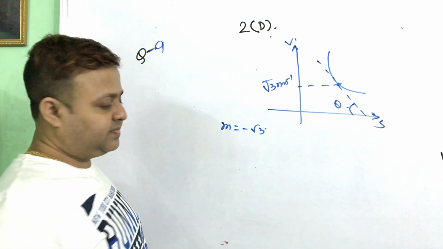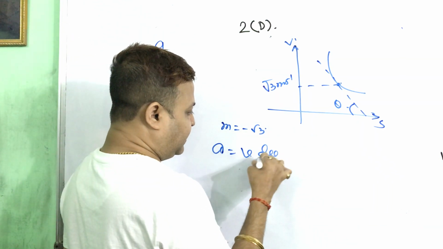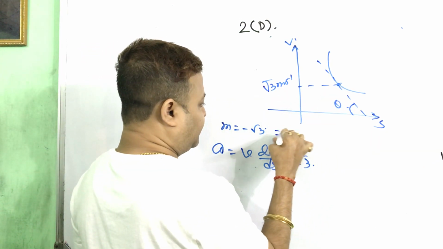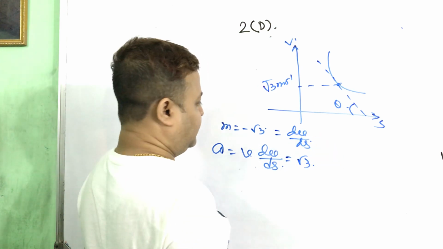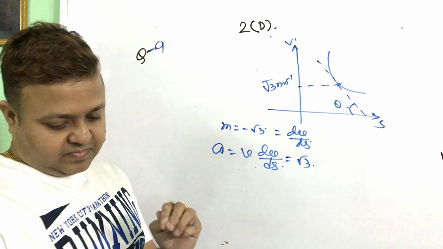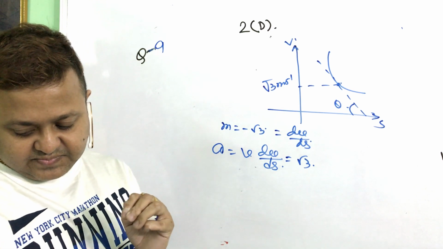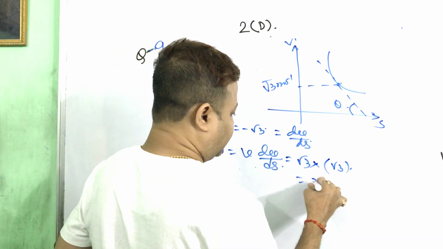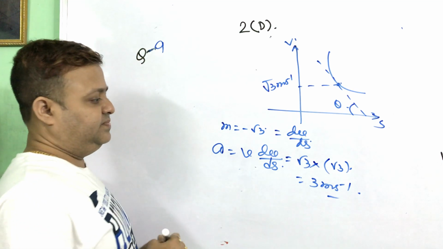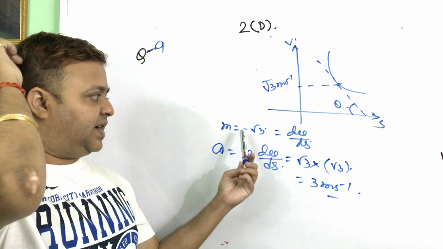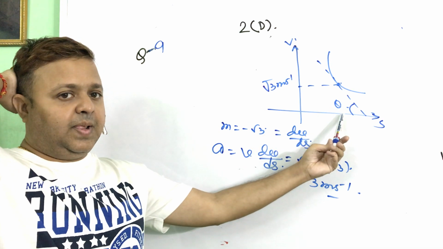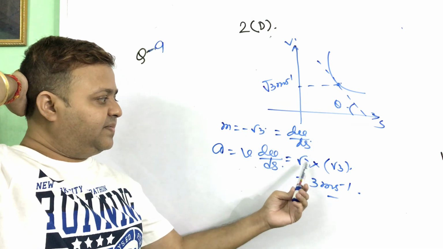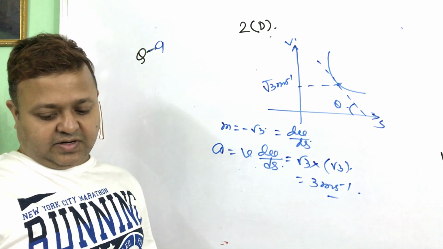Then the acceleration. Acceleration equal to v into dv by ds. V is root 3 and dv by ds, that is the slope of the curve. That is 3 meter per second square. Magnitude which is 3. The slope of the curve is given, root 3, minus root 3, because it is on this side, no problem, take the magnitude. Acceleration equal to v into dv by ds, dv by ds is the slope of the curve, that is root 3, and velocity has been given at point P, root 3.